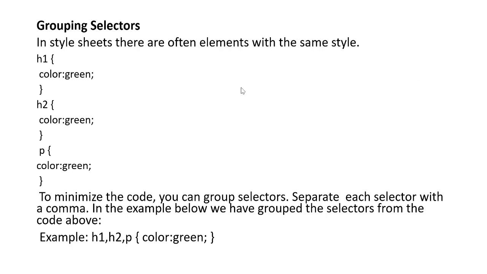Now about the grouping selector. In a style sheet there are often elements with the same style. For example, h1 color green, h2 color green, paragraph green. To minimize the code you can group selectors. Separate each selector with a comma. In the example below, we have grouped the selectors from the code above: h1, h2, paragraph, then color green. This and this are identical. They are the same.